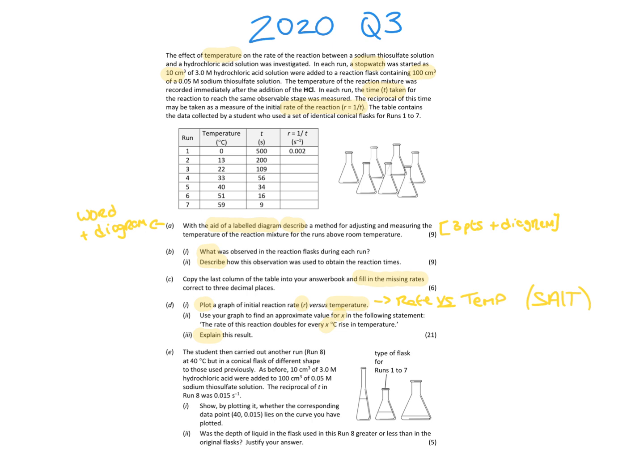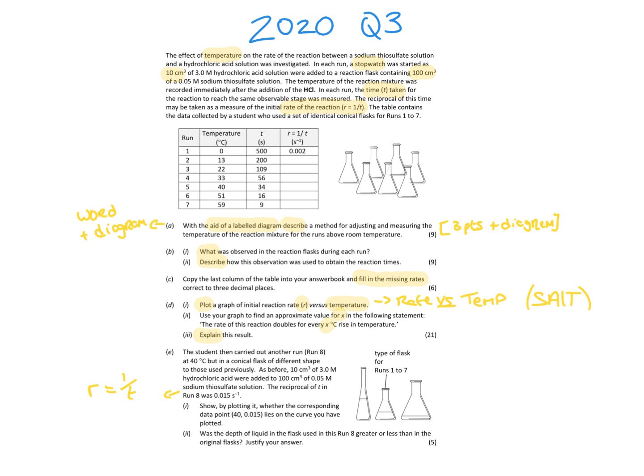Part E then is the last part, and it says the student carried out another run at 40 degrees, but in a conical flask of a different shape to those used previously. As before, 10 centimetres cubed of the hydrochloric acid were added to 100 centimetres cubed of the sodium thiosulfate. The reciprocal of T, basically saying their reciprocal is R, which is equal to 1 over T, so that's your rate, is 0.05. Show by plotting it whether the corresponding data point lies on the curve you have plotted.